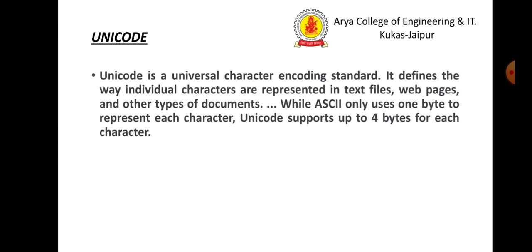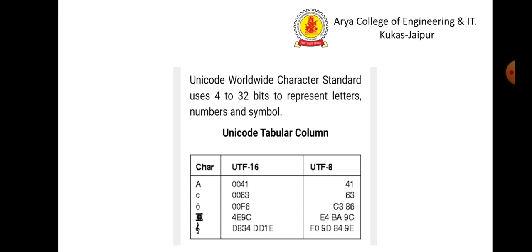Now, Unicode is a universal character encoding standard where, as in ASCII, only 1 byte is used to represent each character, whereas in Unicode 4 bytes are used for each character. Here is a table, you can go through it.